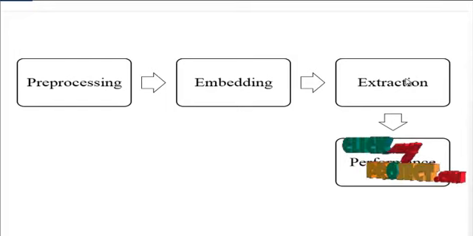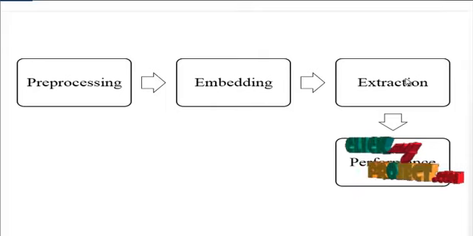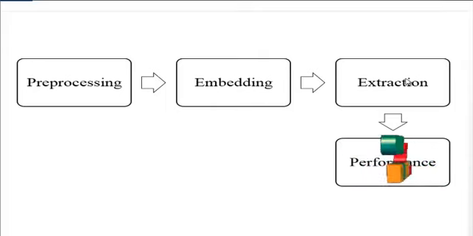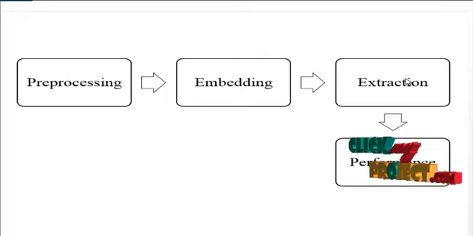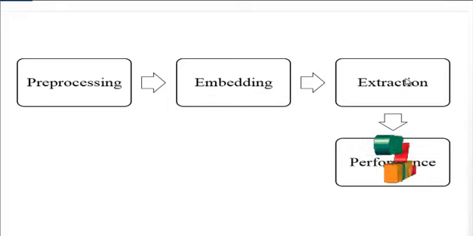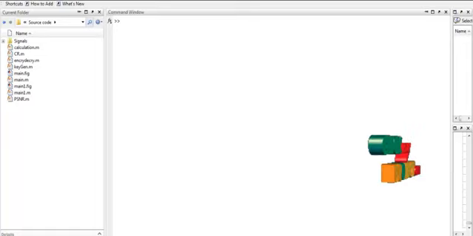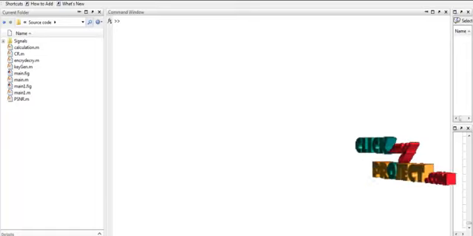The overall performance of the process is measured with the help of the comparison of the input and the output signals with the help of the embedding ratio and the calculated PSNR values. Let us see the running procedure of the process.